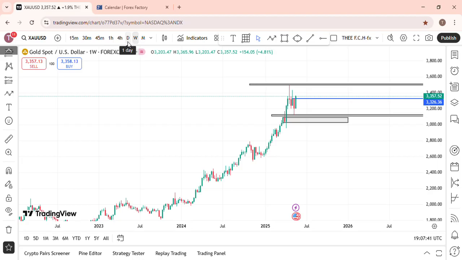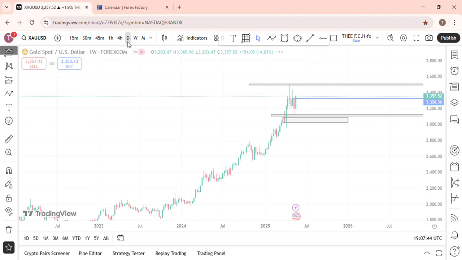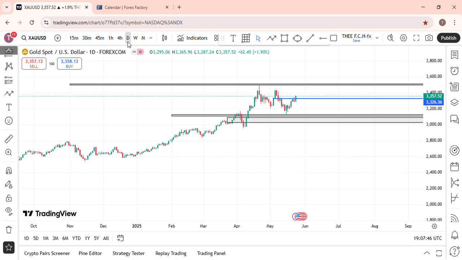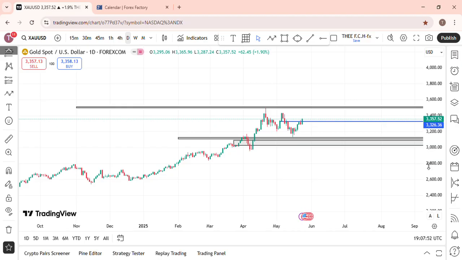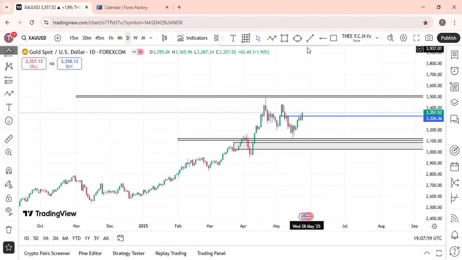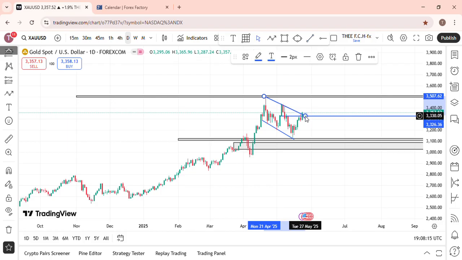Now let's go to daily time frame. Coming to daily time frame now. You can see that this was a possible bullish flag, and this is how it is.